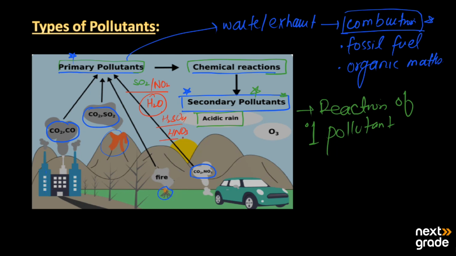Now that sulfuric acid and nitric acid combine with rain water and fall upon the earth's surface as acidic rain. There is also the production of carbonic acid, which is H2CO3. These are basically secondary pollutants, and they may cause serious problems to human beings and also to the materials of the atmosphere.